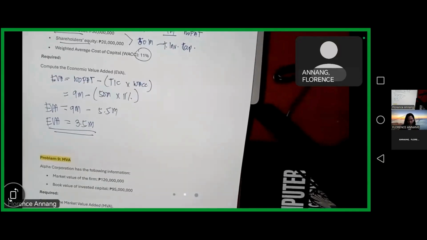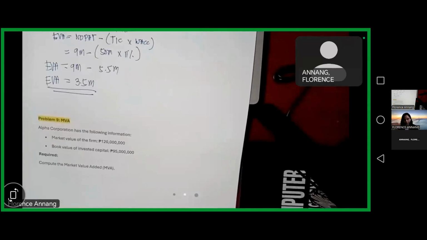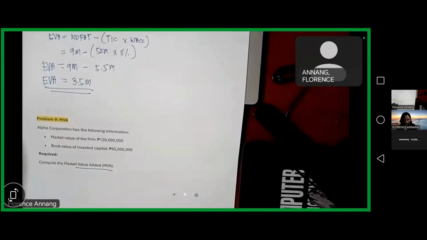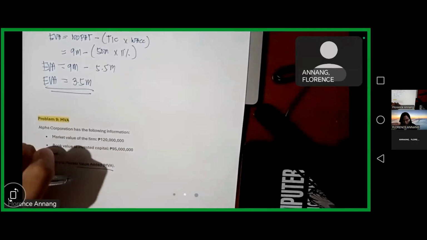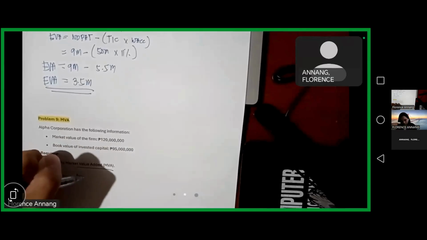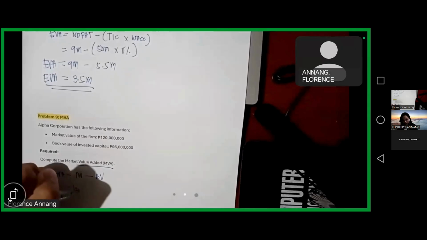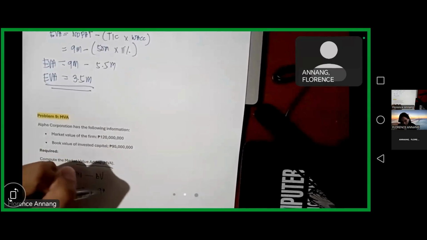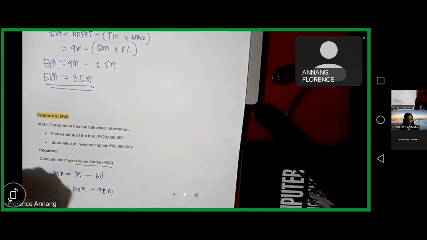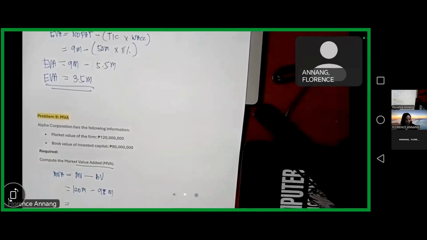Problem 9, Alpha Corporation has the following information. Market value of the firm, 120 million, and book value of invested capital, that is 95 million. Compute for the MVA. Napakadali ng ating MVA. That is just your market value less your book value. So magkano daw yung ating market value? That's 120 million less 95 million na ating book value. Very basic, 120 less 95. You get an MVA of 25 million. Okay? Very no-brainer pa rin.